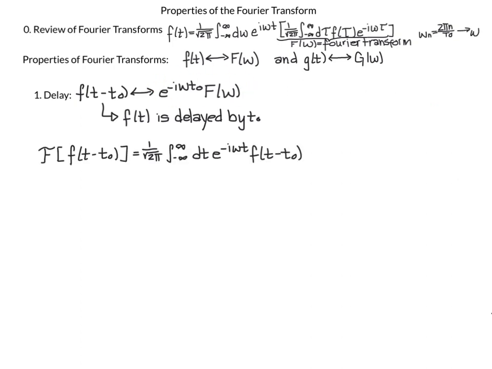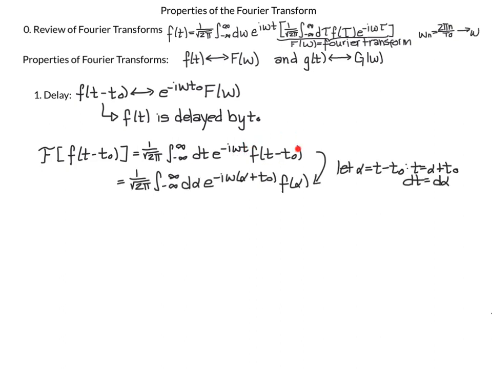And we'll start with the definition of the Fourier transform here. So the Fourier transform of f of t minus t naught is equal to 1 over 2 pi integral from negative infinity to infinity dt, our f of t, now we have f of t minus t naught, and our e to the minus i omega t. We really do want to integrate a function over a variable, so we're going to replace this t minus t naught with alpha. So if alpha is equal to t minus t naught, then t is equal to alpha plus t naught, which means dt is equal to d alpha.